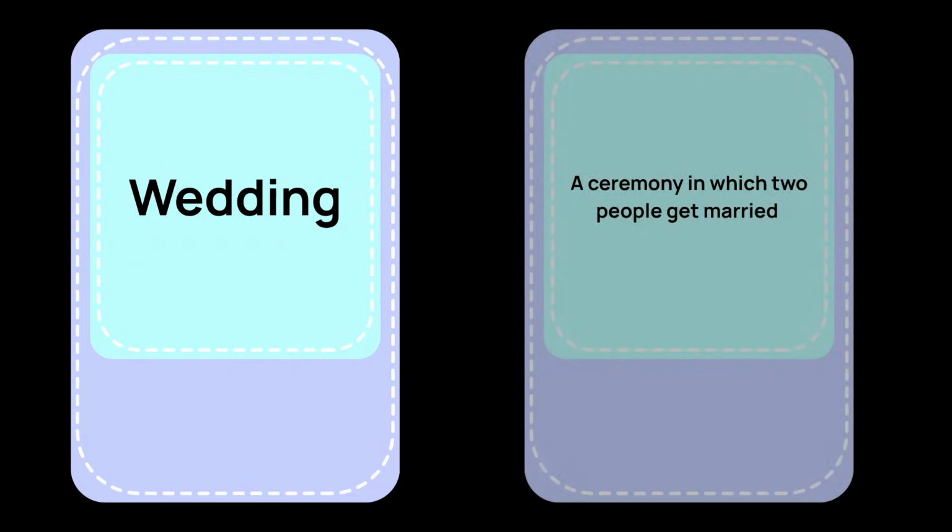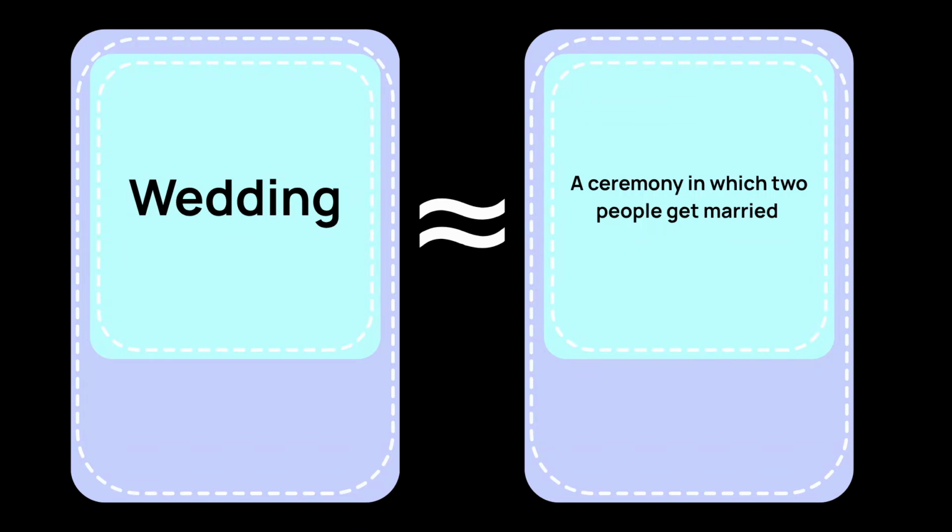Is that actually true? Take the word wedding again. You can make a flashcard for it. On the front, we'd put wedding, and on the back, we'd put its definition, a ceremony where two people get married. Most traditional language learners would say, yes, that's basically representative of the meaning of the word. Wedding equals a ceremony where two people get married.